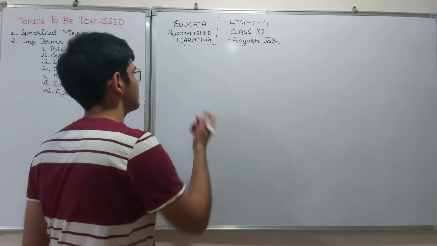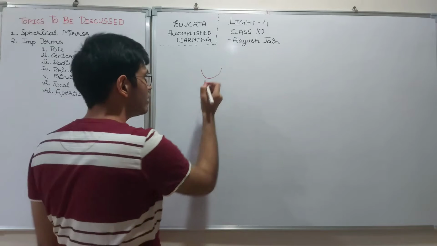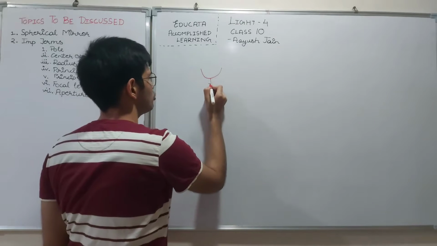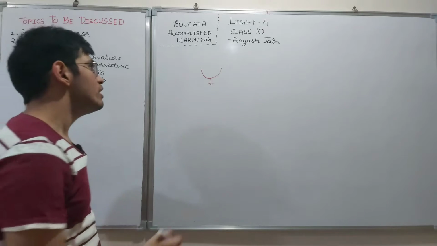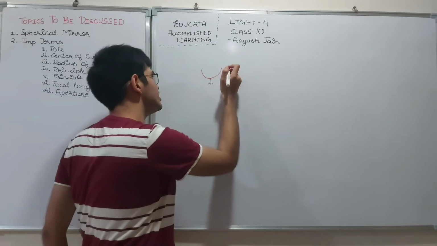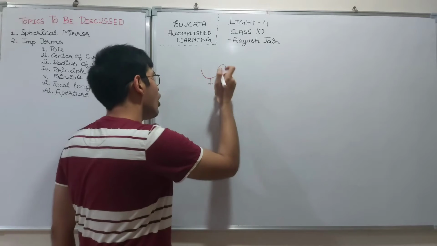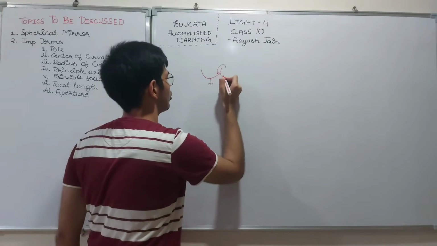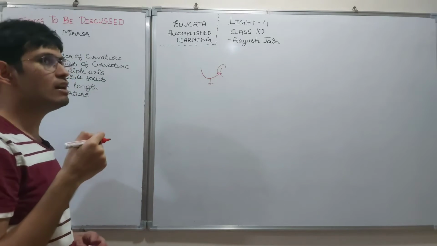Suppose that there is a glass of whiskey or wine or maybe a soft drink. Suppose this is a glass. Now how are we making a spherical mirror? We are basically polishing its inner surface. Either we polish this particular surface or we polish this particular surface. It will turn out to be a spherical mirror.